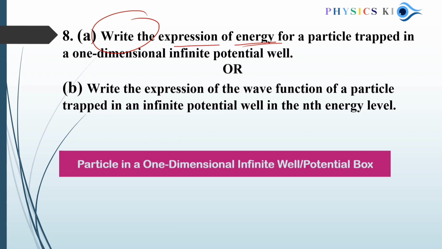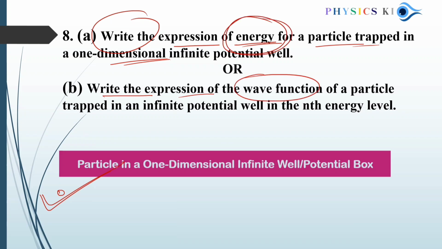Okay, now the next question, another important question. Write the expression of energy for a particle trapped in a one-dimensional potential box. That means our important question is the particle in a one-dimensional box. Another question: write the expression for the wave function. Sometimes they will ask only for energy, so derive up to the energy equation. And sometimes they will ask to derive the wave function, so up to psi. And the direct question: particle in a one-dimensional box. So these three questions are similar.